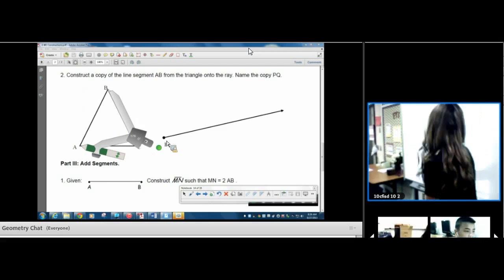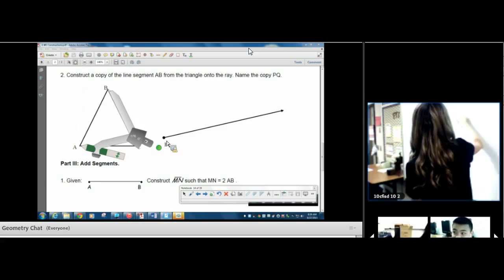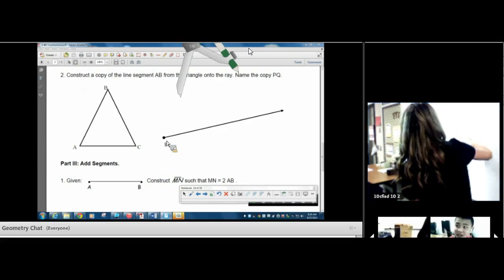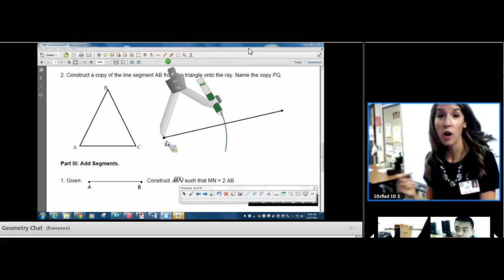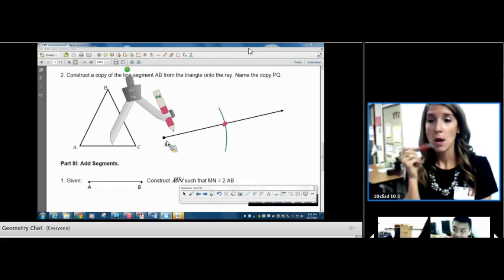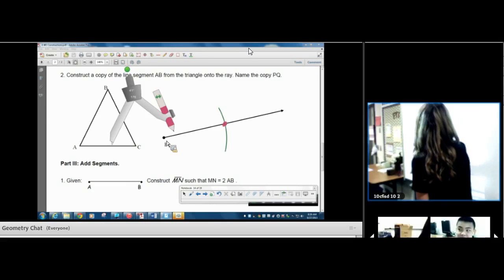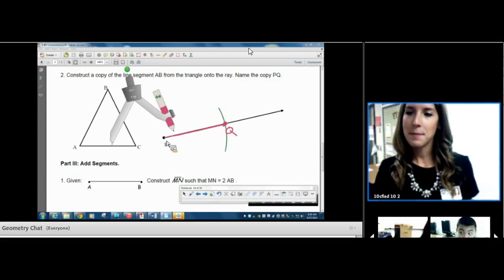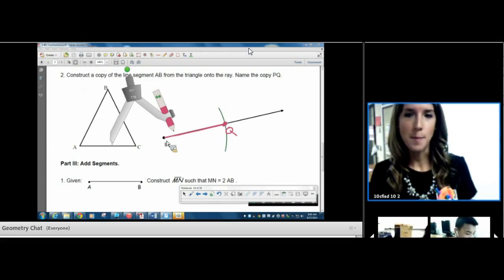Now you come over here and you need to put the needle on point P and then you make your arc. Where the arc intersects your ray, what do you call it? It said to call the new copy PQ. So where the arc intersects the ray, you call it Q. And now I've constructed a copy of segment AB onto that ray named PQ. PQ is the same length as AB.